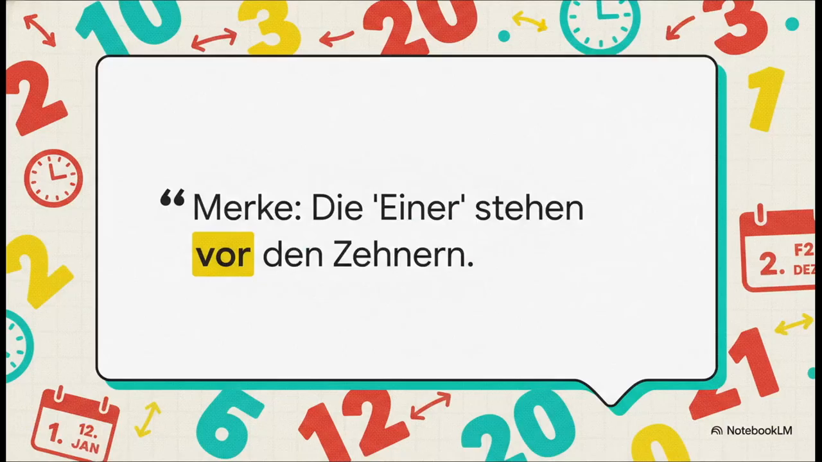See? The source material gives us a perfect little phrase to remember this. Merke, die Einer stehen vor den Zehnern. Basically, it's telling you to remember one critical thing. The ones always come before the tens. If you can lock that single idea into your brain, you've pretty much conquered a huge part of German numbers.